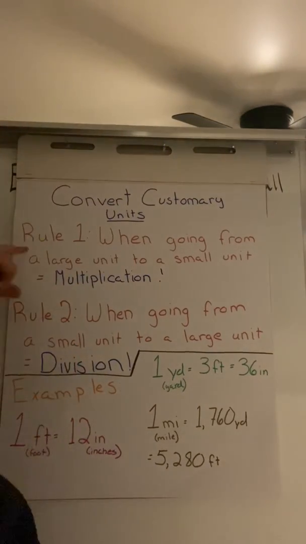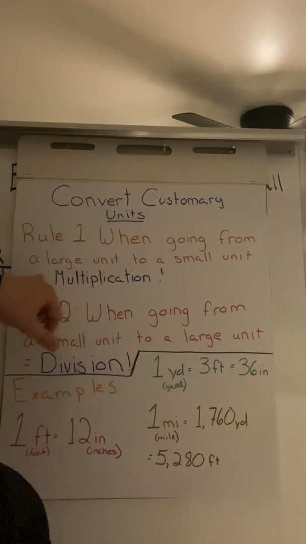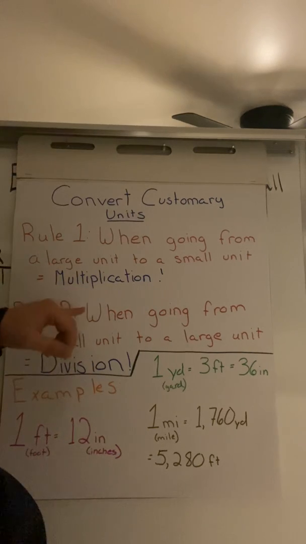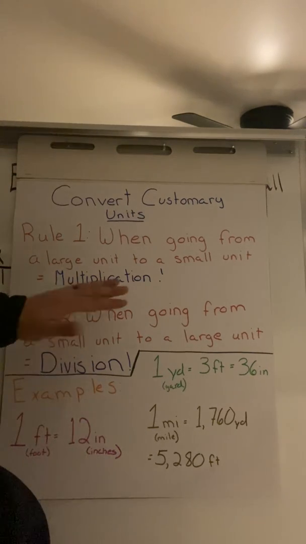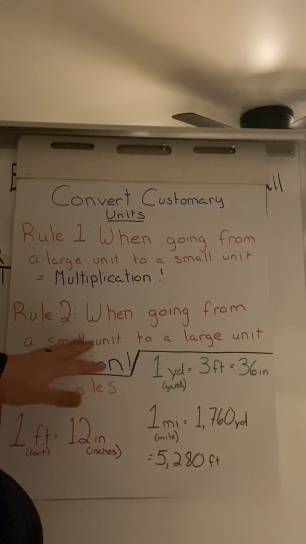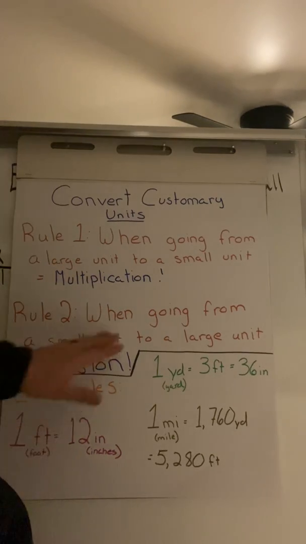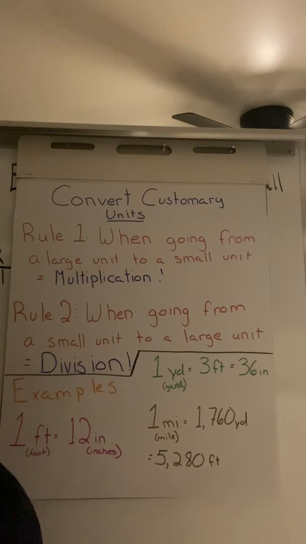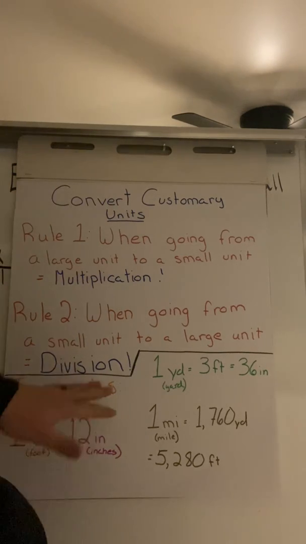Our first rule is when we're going from a large unit, so something like a ruler, to a smaller unit such as inches, we're always going to use multiplication. Super simple. We've been doing that all year. Rule number 2 is when we're going from a small unit, so inches, to a larger unit such as feet or yards, we use division.